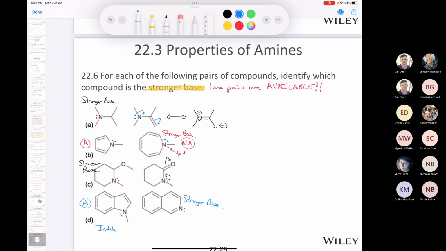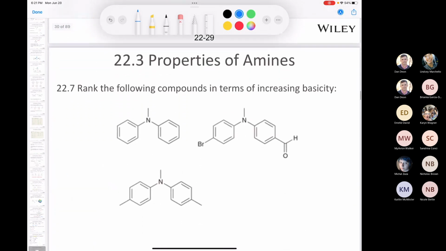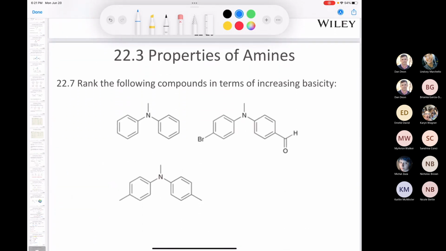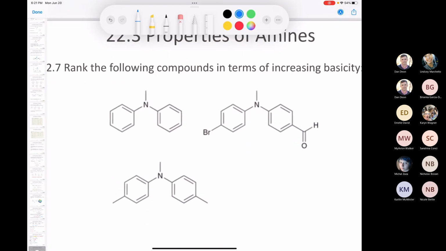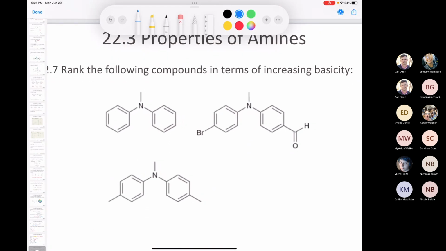Let's try a couple more slides, and then maybe we'll take another break here. But let's take a look. This one's a little more challenging, I think, if we look at these compounds in terms of increasing basicity. So I'll put a blue pair here, put a red pair on here, and then why don't we put a black pair of electrons over here.